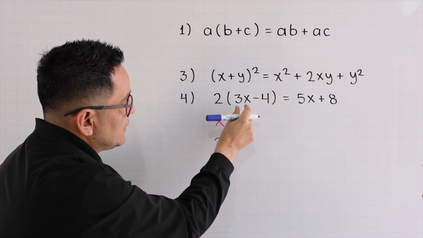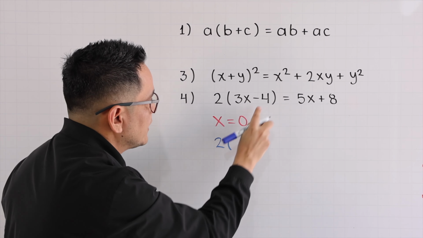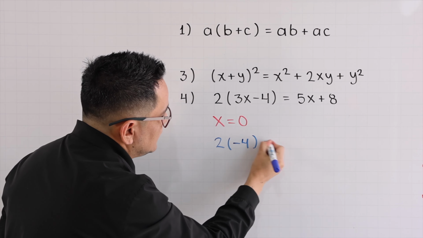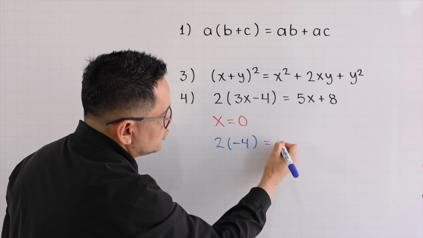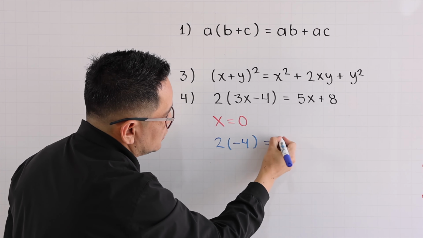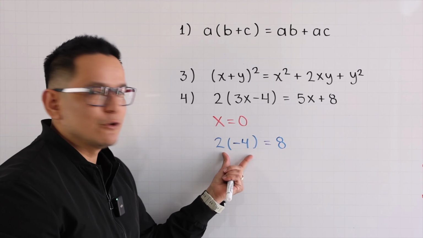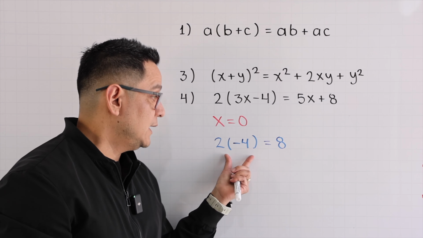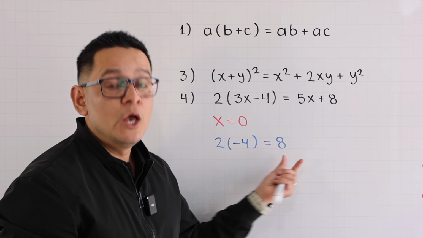So, it would be 2 times 3 times 0. But 3 times 0 is 0, so I'm not going to write it. And here, I only have minus 4 left. And on the right side, we have 5 times 0, right? Plus 8. That would give me 0 plus 8, which in total is 8. Let's see, and I ask you, is 2 times minus 4 equal to 8? No, right? This gives minus 8.